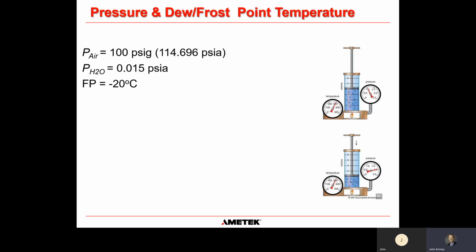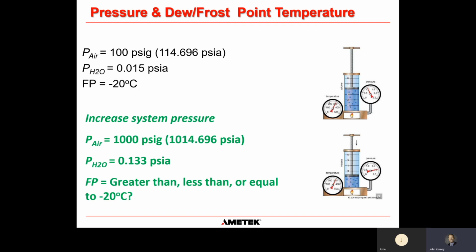Now let's take it a step further with the terminology and add in dew or frost point temperature. We'll set the system the same way: 100 psig, with 0.015 psia as the vapor pressure of water. If you used one of the equations I mentioned a few slides ago, or the lookup table, you would find that 0.015 psia equates to a frost point temperature of minus 20 degrees C. Again, we're going to raise the total system pressure to 1,000 and the vapor pressure of water to 0.133. The question is, would the frost point temperature be greater than minus 20 C, less than minus 20 C, or equal to minus 20 C?